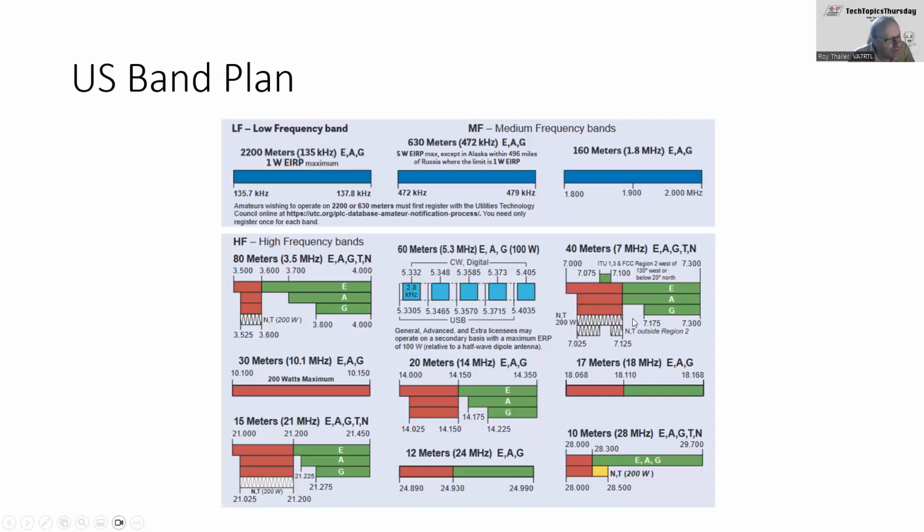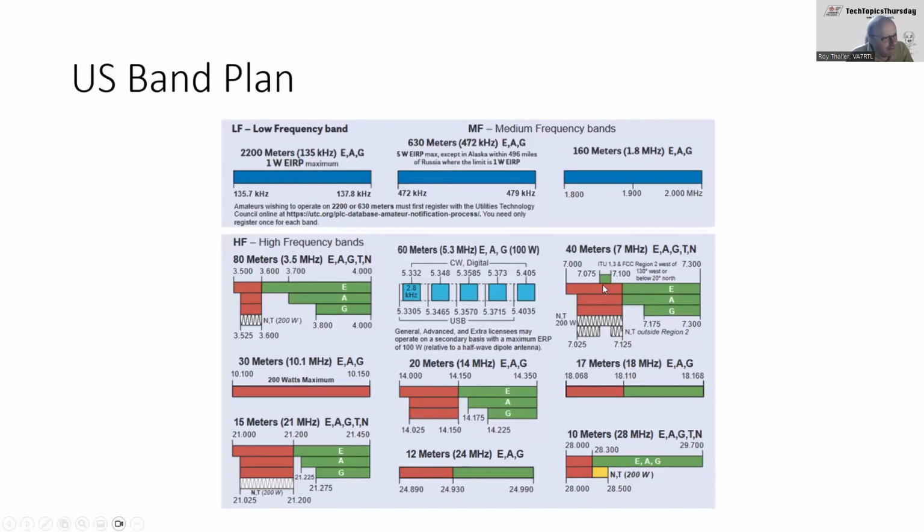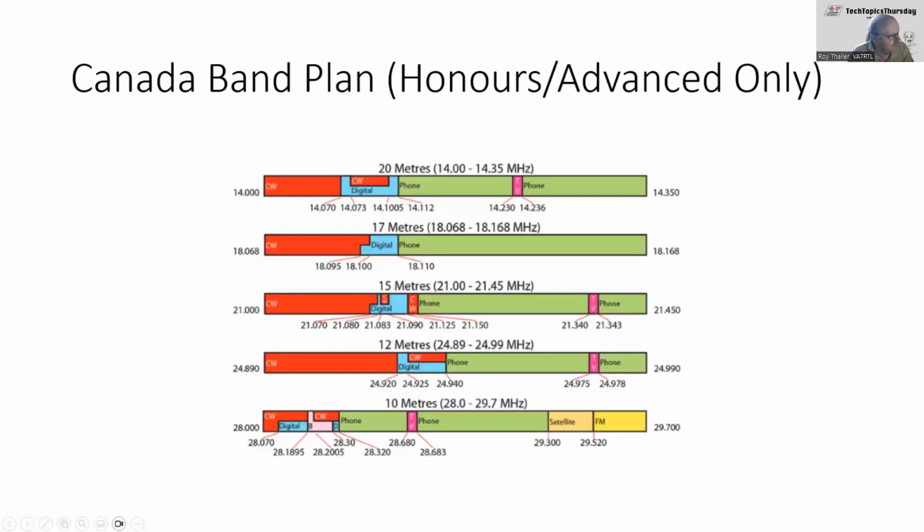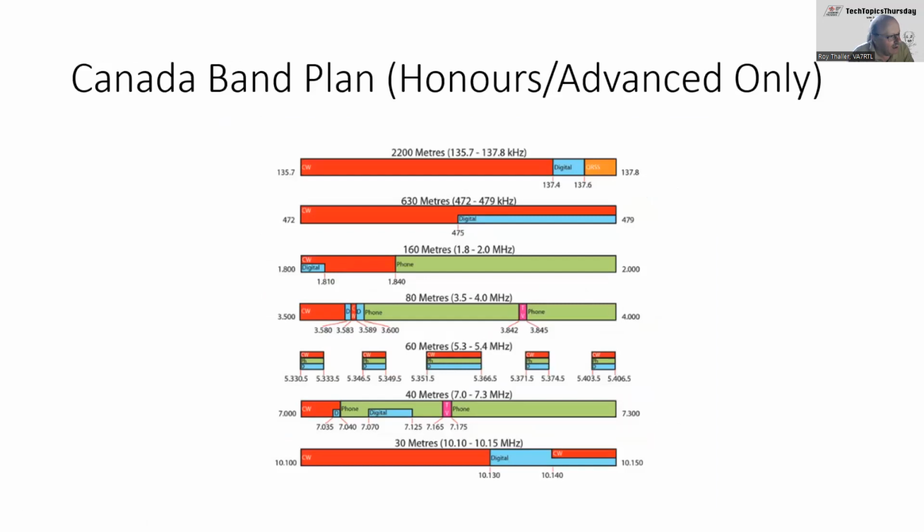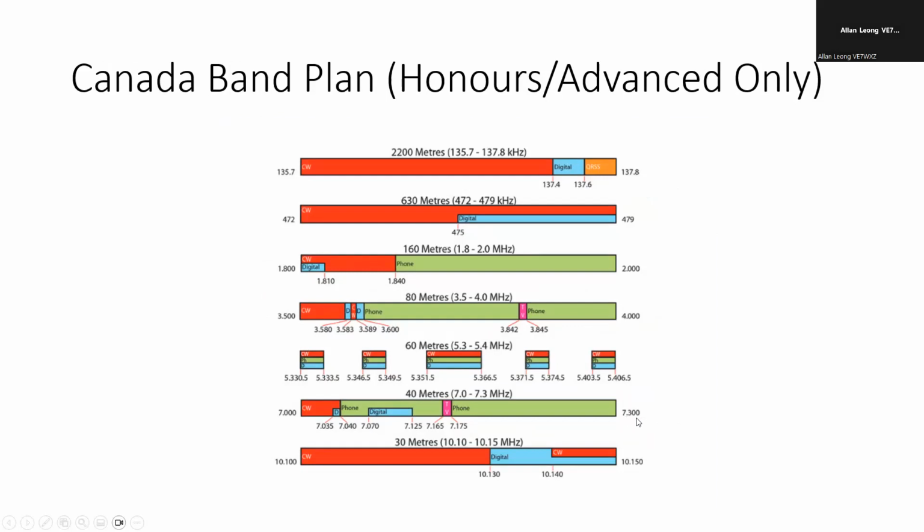So one of the things you have to remember is if you're trying to communicate in the States, typically we would have the whole band open to us. So if you looked at the 40 meters in Canada, which would be here, we would be able to go from 7 all the way up to 7.3.